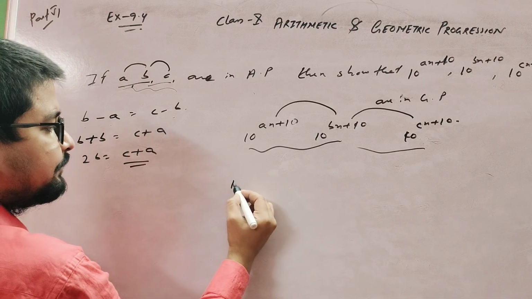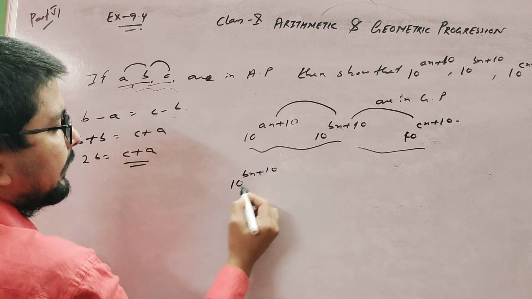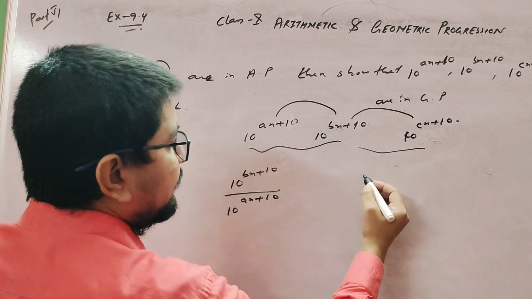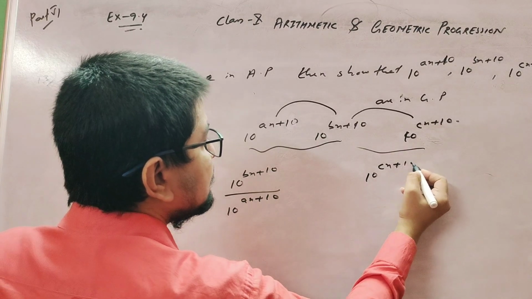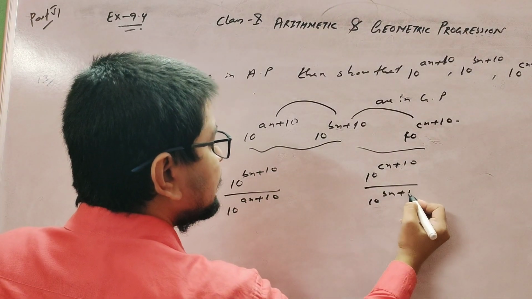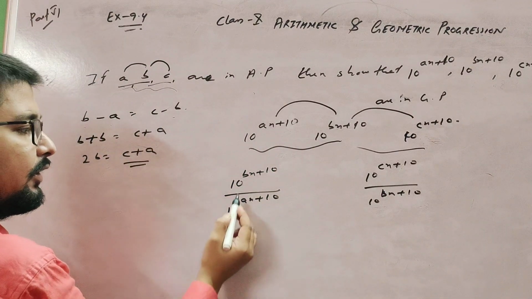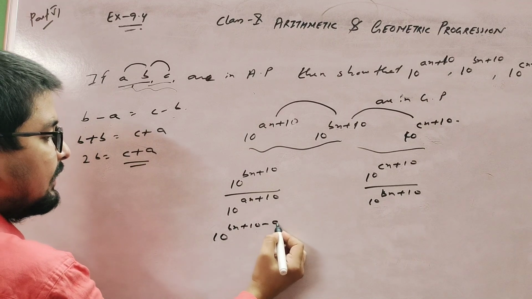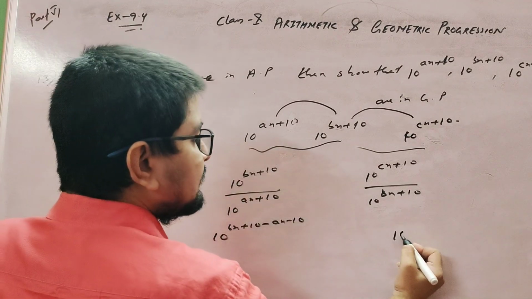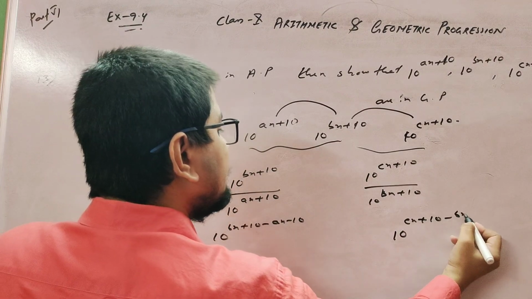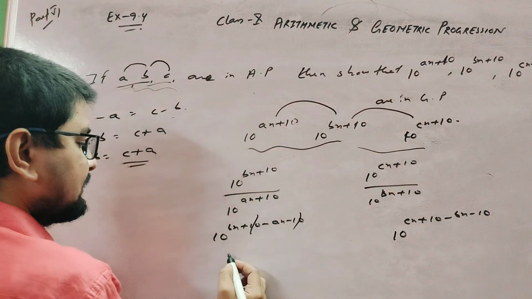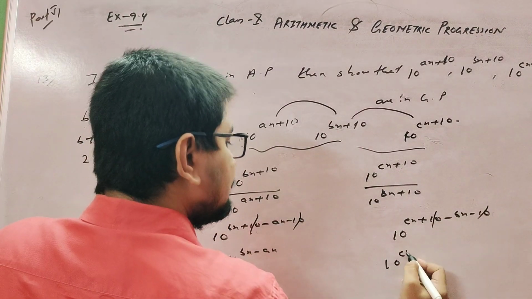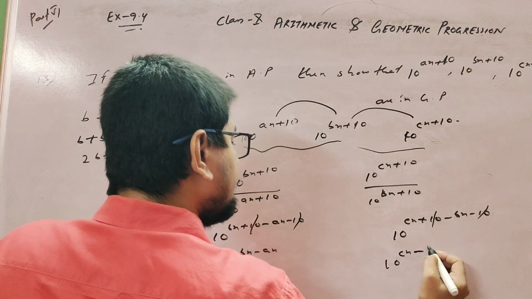So first of all write 10 to the power bx plus 10 by 10 to the power ax plus 10, and here you calculate 10 to the power cx plus 10 by 10 to the power bx plus 10. You know that during division the powers get subtracted. So 10 to the power bx plus 10 minus ax minus 10, and here 10 to the power cx plus 10 minus bx minus 10. The 10s cancel, here we get 10 to the power bx minus ax, and here 10 to the power cx minus bx.